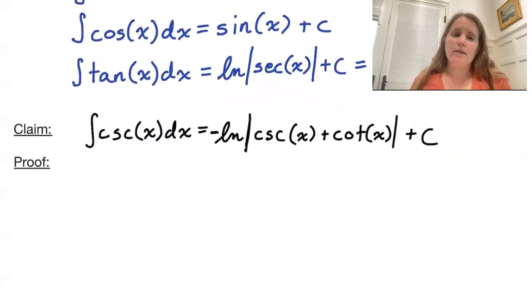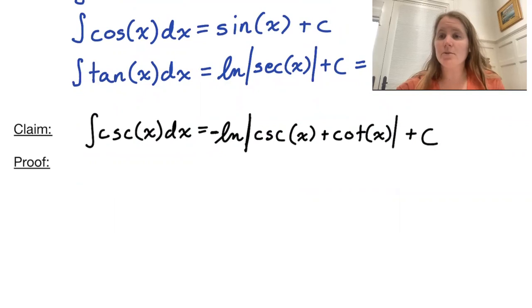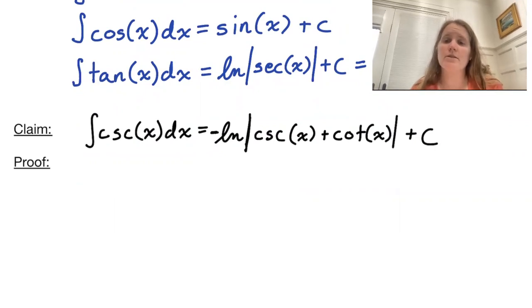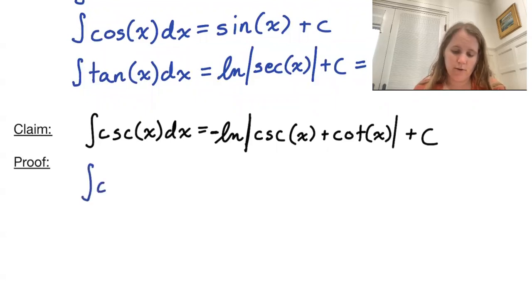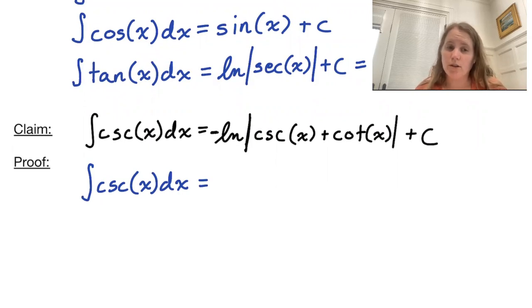I have here a claim that this is actually equal to negative natural log of the absolute value of cosecant x plus cotangent x plus c. And we're going to just work that out here. So this requires a slightly strange trick. If I want to find the integral of cosecant x dx, this is equivalent to multiplying by the fraction cosecant x plus cotan x, both up top and down below.